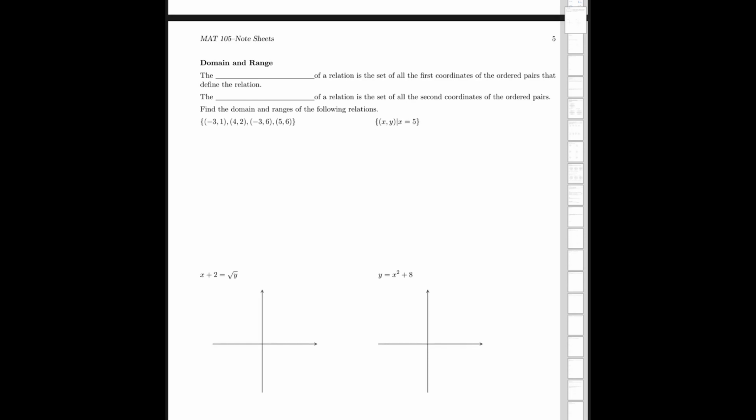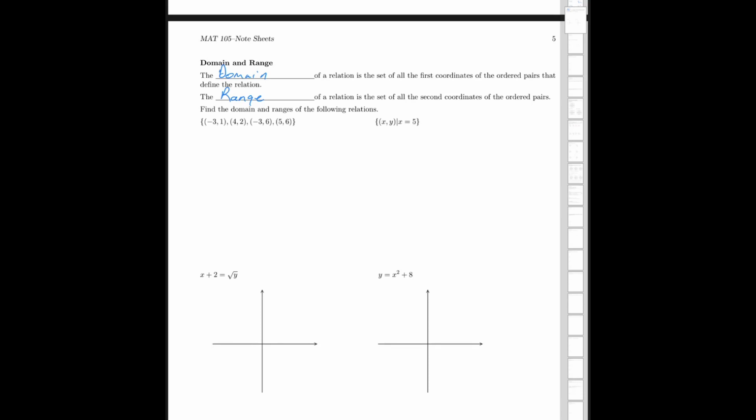Okay, so now that we've spent some time talking about how to tell if a relation is a function using its set of ordered pairs or its graph, we can start talking about the pieces of the function. So there are two big pieces to a function. You've got the set of the first coordinates, which we call the domain, and you've got the set of the second coordinates, which we call the range. So this is simply a list of all the first and second coordinates.